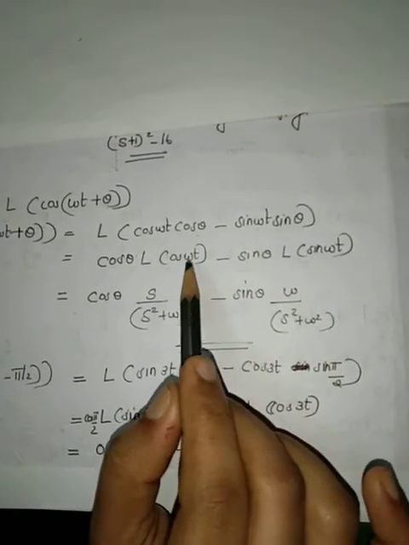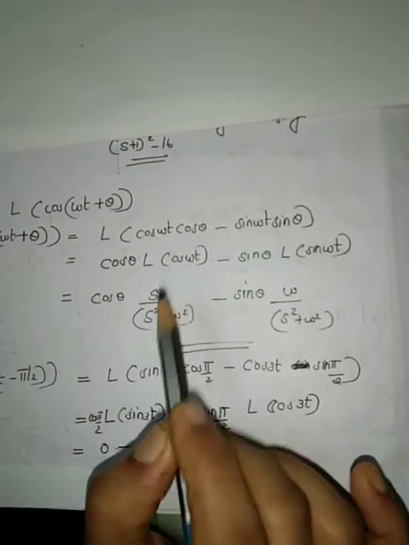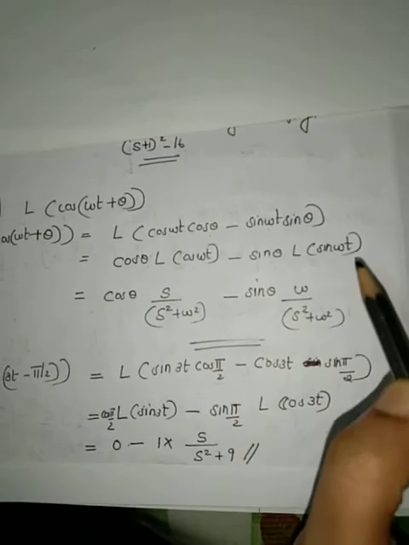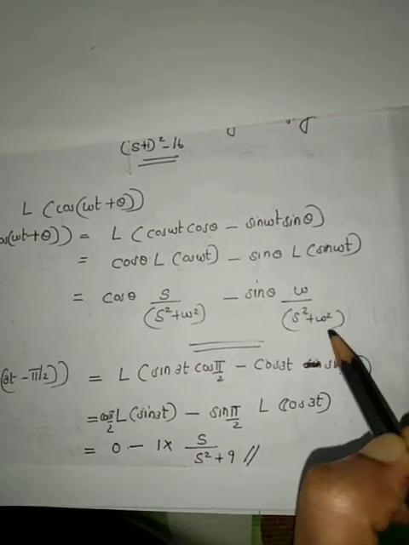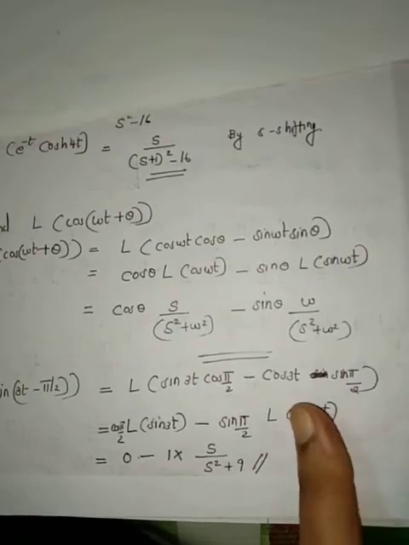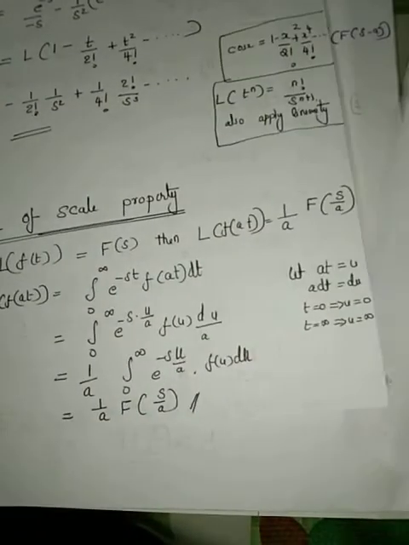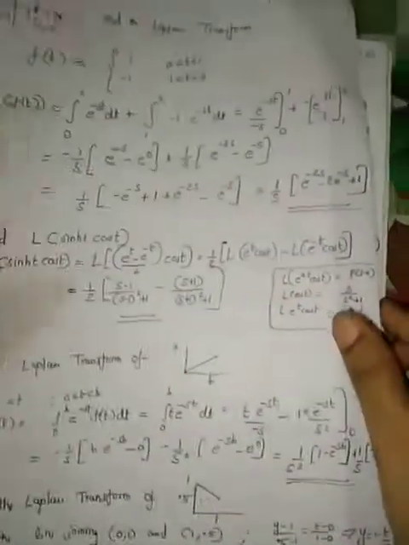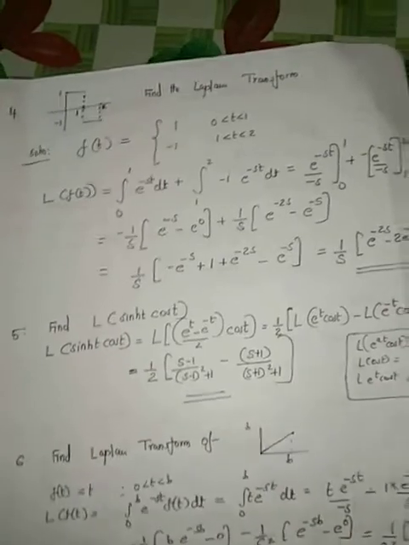Then apply the standard results. L of cos wt is s by s square plus w square, sin wt is w divided by s square plus w square. So in the following problems, applying the basic trigonometric relations and linearity property of Laplace transform, we can find out the Laplace transforms.